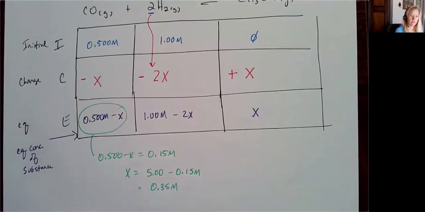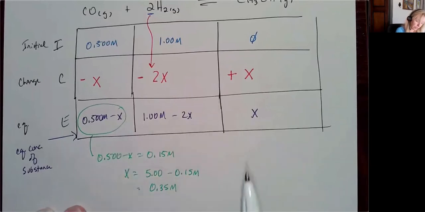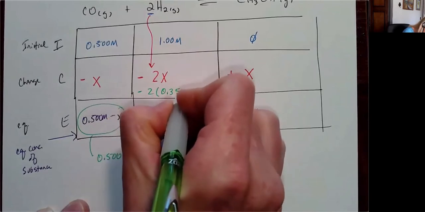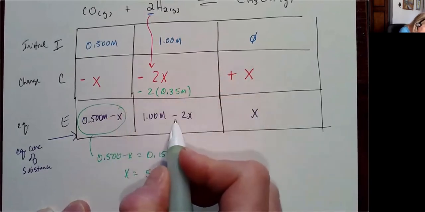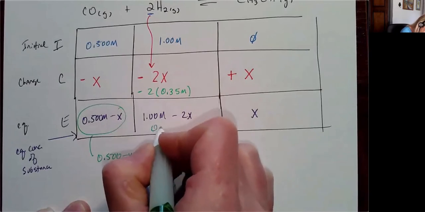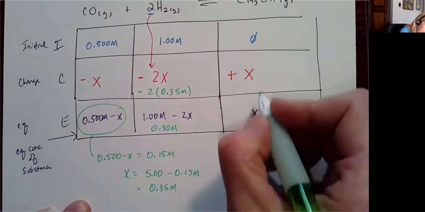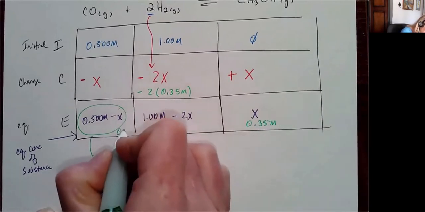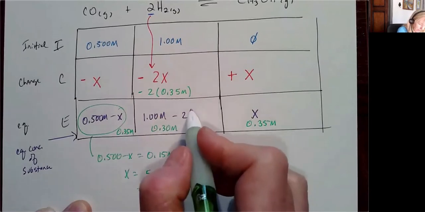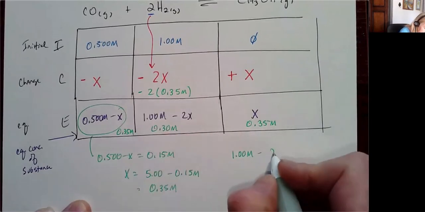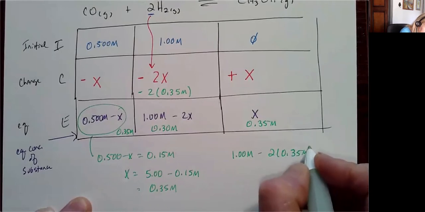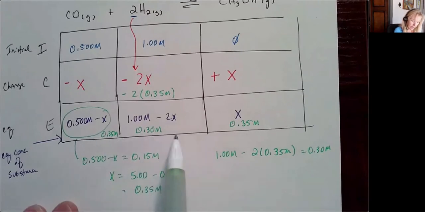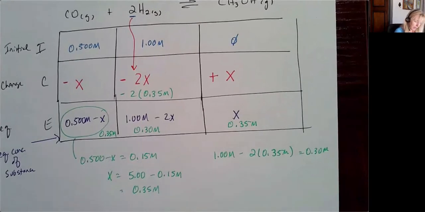So I have just solved for X, then I can plug X into everywhere. So X here is 2 times 0.35 molar. So down here, 1 minus 2X, this is going to give me 0.30 molarity. This is just X, so this is 0.35 molarity, and this is 0.35 molarity. So this one here, I would have taken 1 molar minus 2 times 0.35, and that would have given me 0.30 molarity.